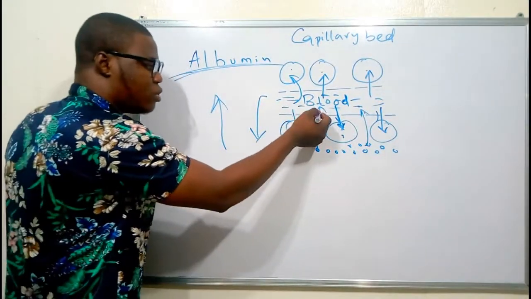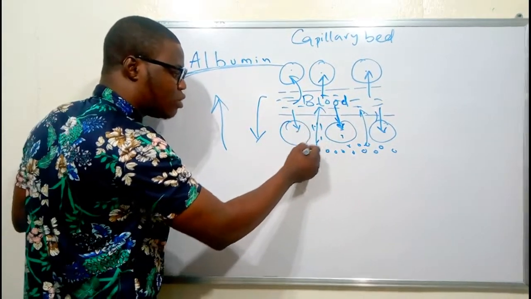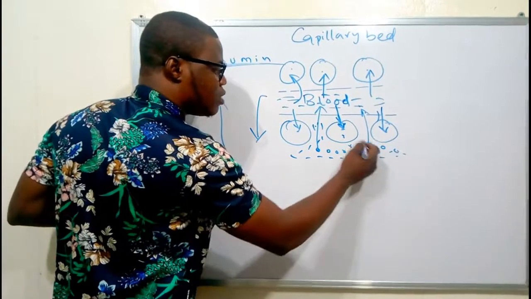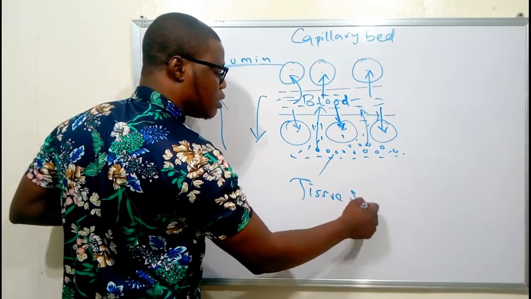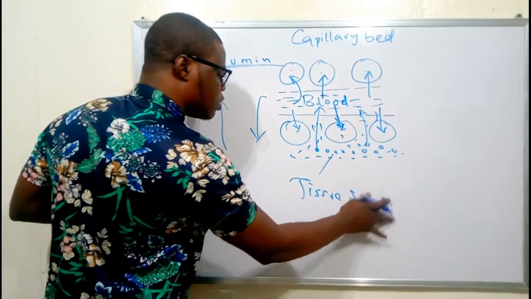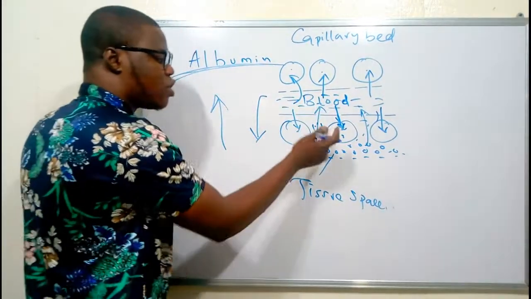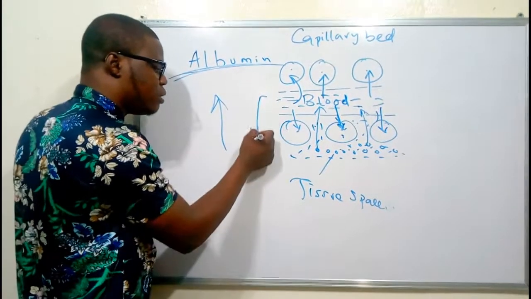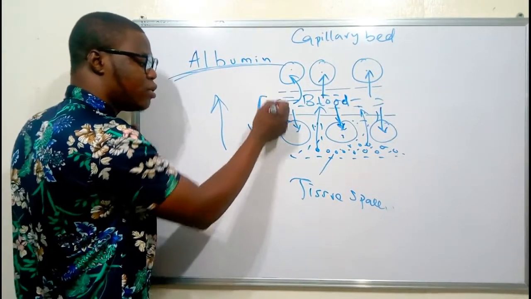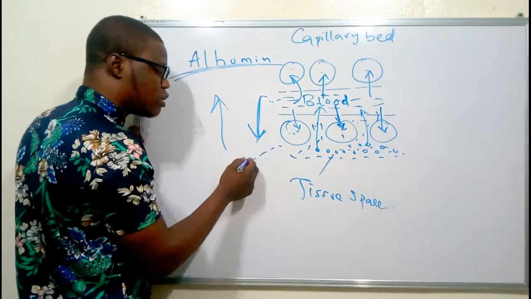So as the fluid is moving, those fluids are going to be escaping into these spaces. This space is called the tissue space. Tissue spaces. So the fluid is going to be deposited there, into the tissue space, during the movement of nutrients from the blood into the cells. So fluid is going to be escaping as well.